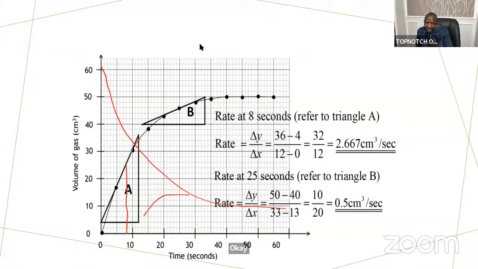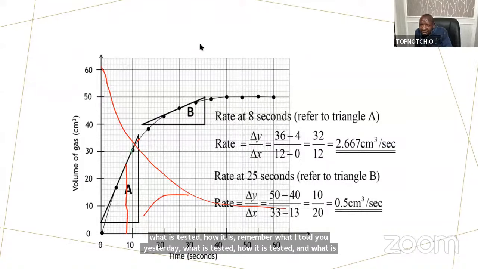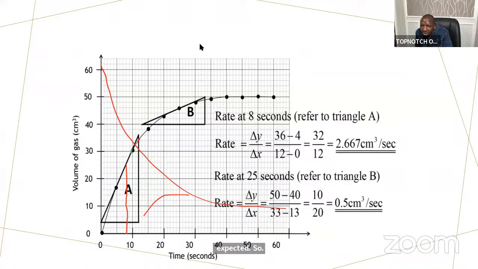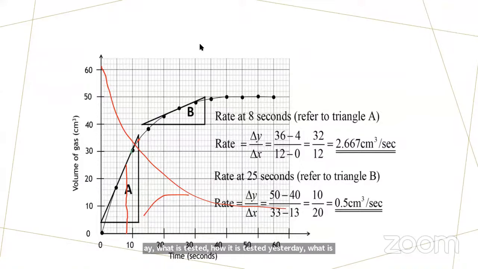In 2020, they rejected some terms. They started talking about how they reject successful and fruitful. They all remain the same, but just stick to the most suitable answer. Remember what I told you yesterday: what is tested, how it is tested, and what is expected. So always stick to the most suitable terminology to use.